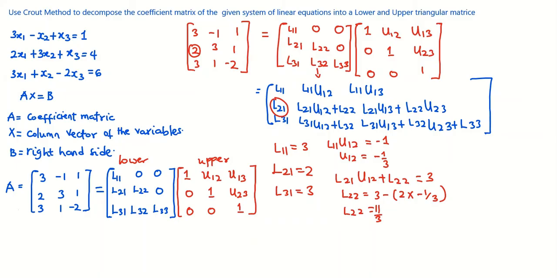Now let's find the next element. We have L31 U12 plus L32, and that's equal to 1. We want to find L32. So that will be equal to 1 minus L31, which is 3, multiplying U12, which is minus 1 on 3. Then this 3 will cancel out, and you're going to get 1 plus 1, that gives us 2. So you're going to have L32 to be equal to 2.